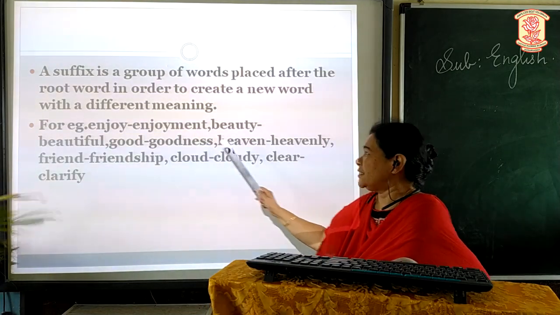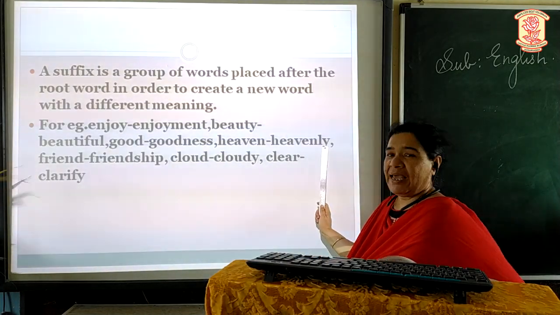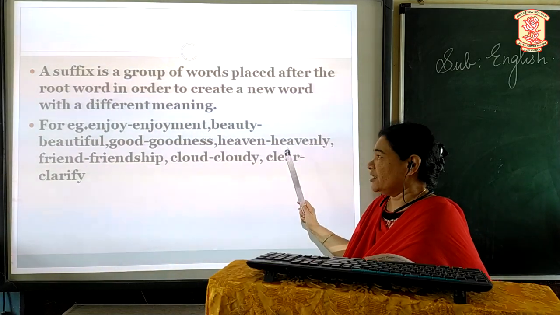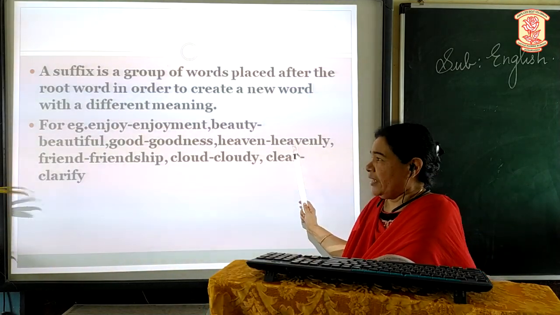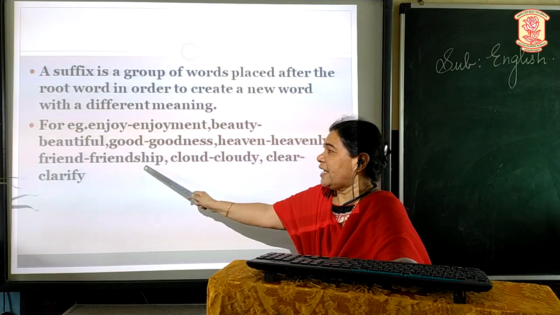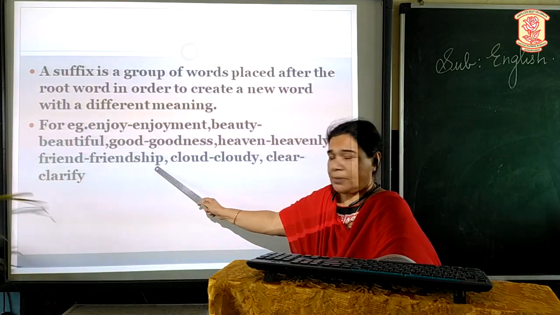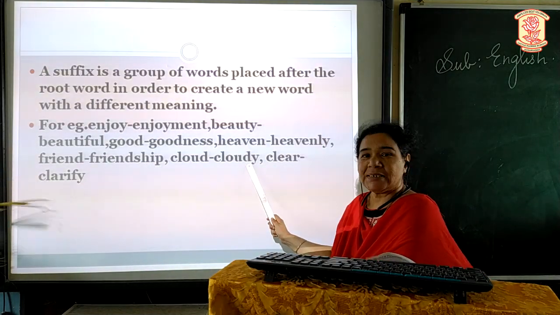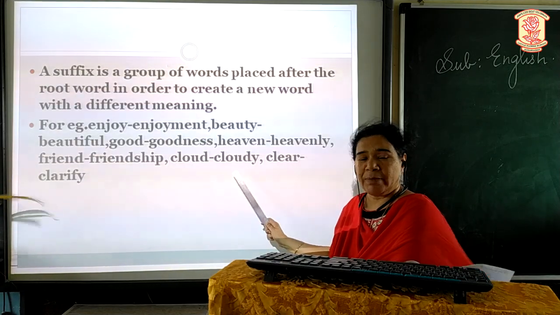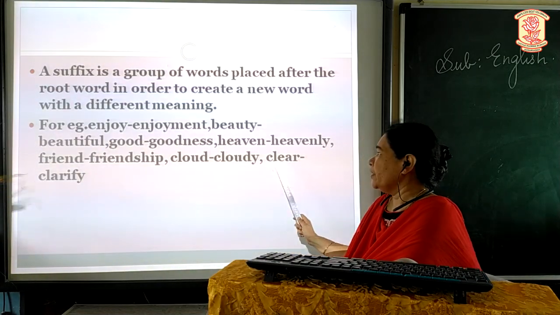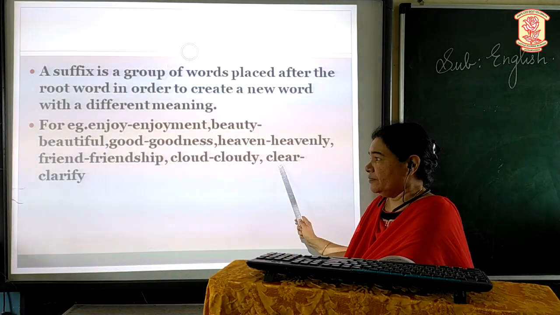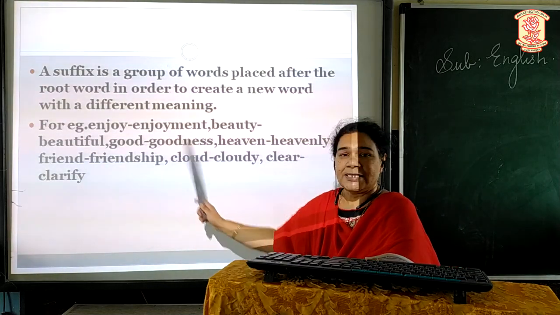Then good, NESS is the suffix. It becomes goodness. Heaven, you add LY. LY is the suffix. It becomes heavenly. Then friend, SHIP, friendship. Cloud, Y is the suffix here. It becomes cloudy. Here the root word is clear. You add FY, clarify. The spelling changes.